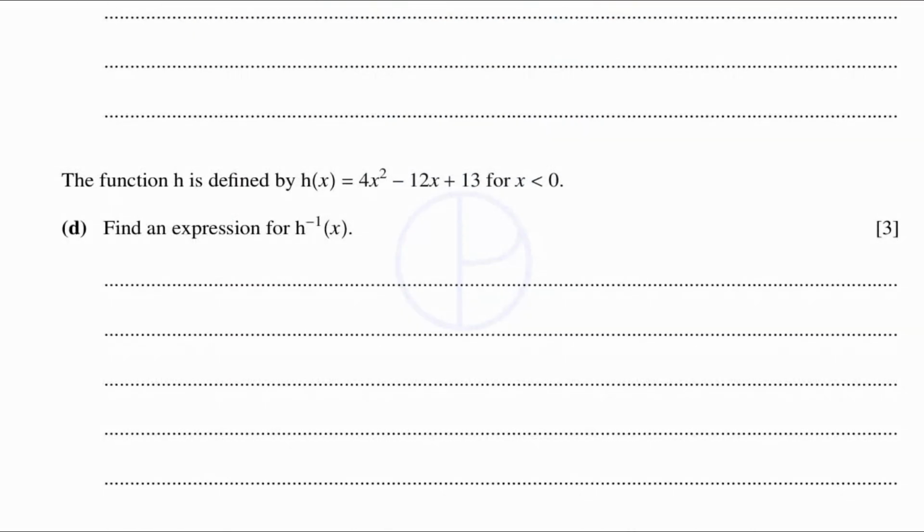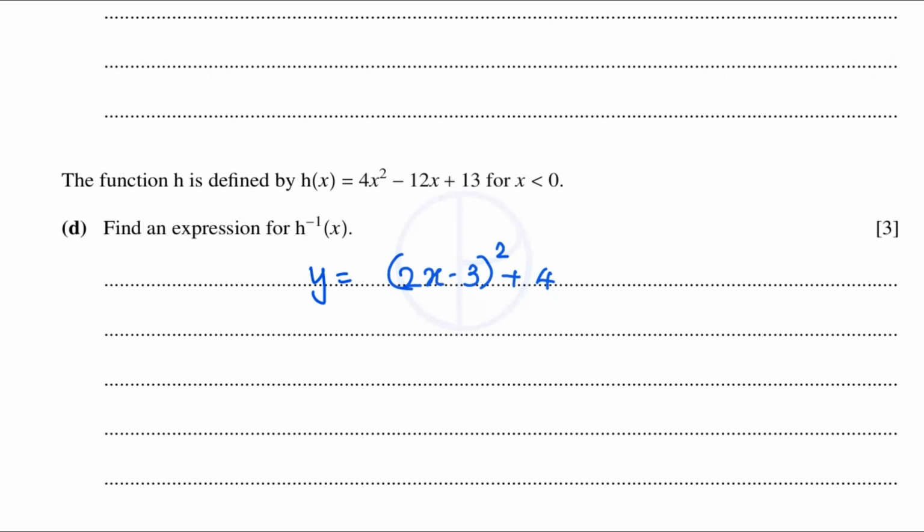The next part of the question: the function h is defined by h of x equal to 4x squared minus 12x plus 13 for x less than 0. Find an expression for h inverse of x. Let's take h of x as y. Y is equal to, we can write this 4x squared minus 12x plus 13 as (2x minus 3) the whole squared plus 4.